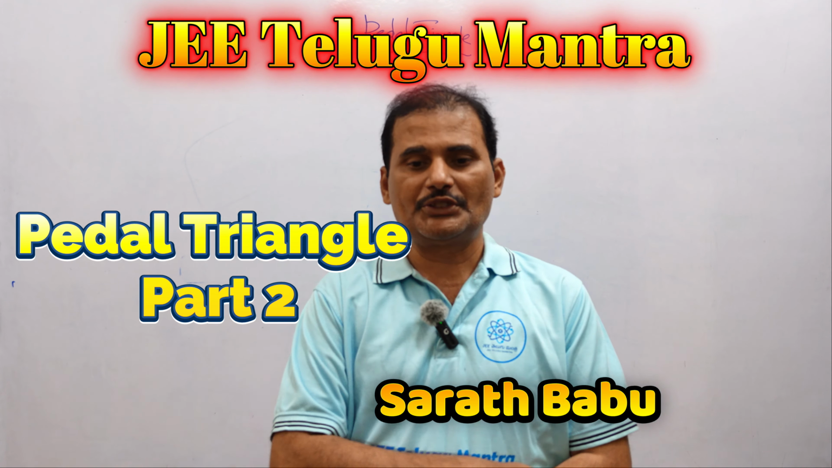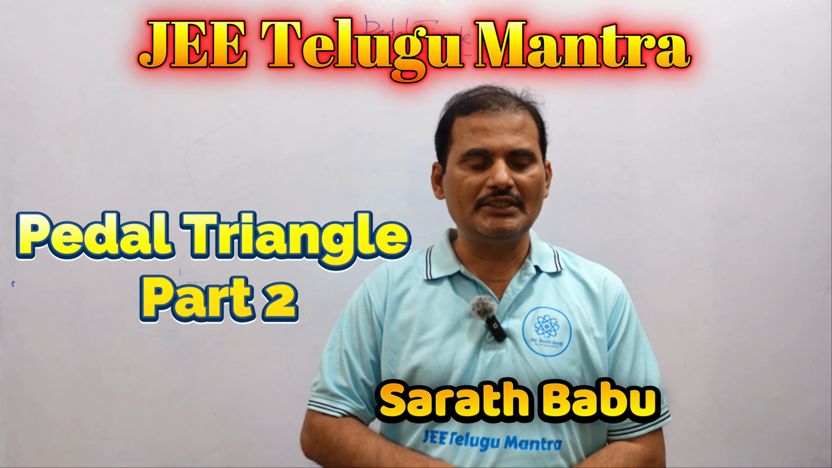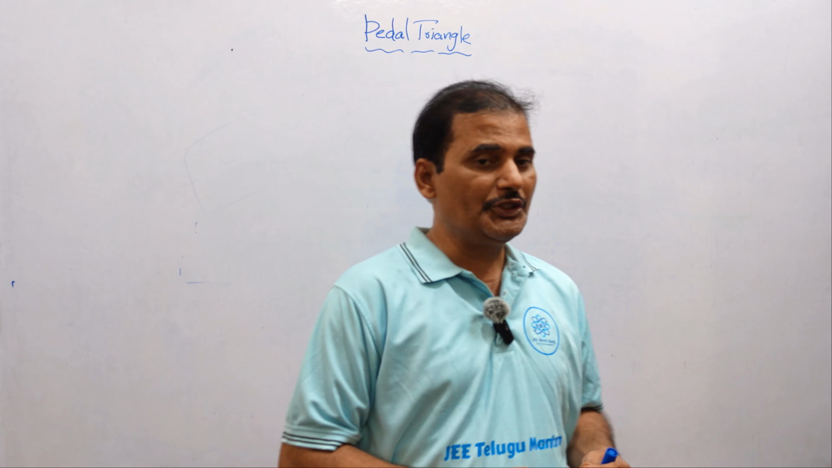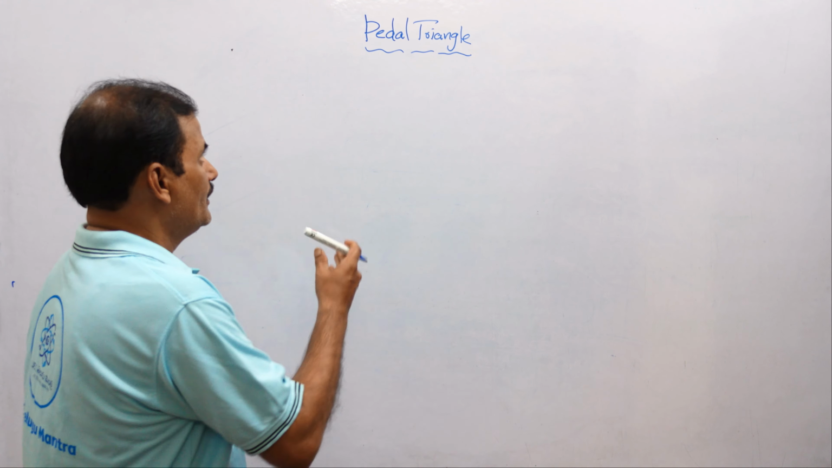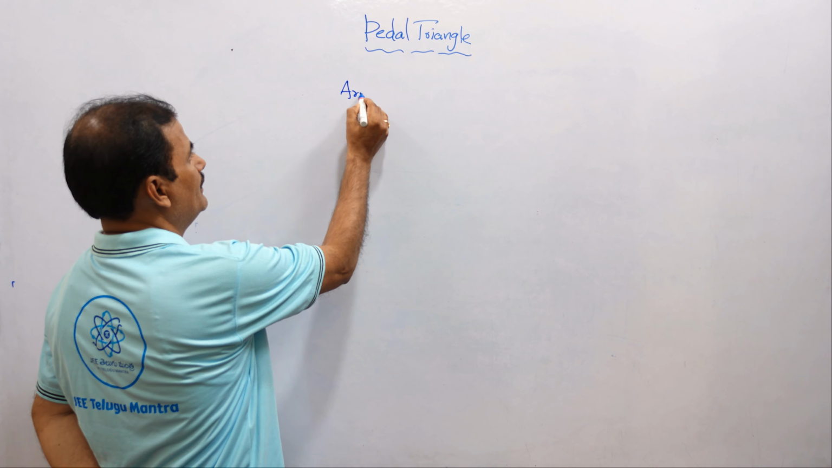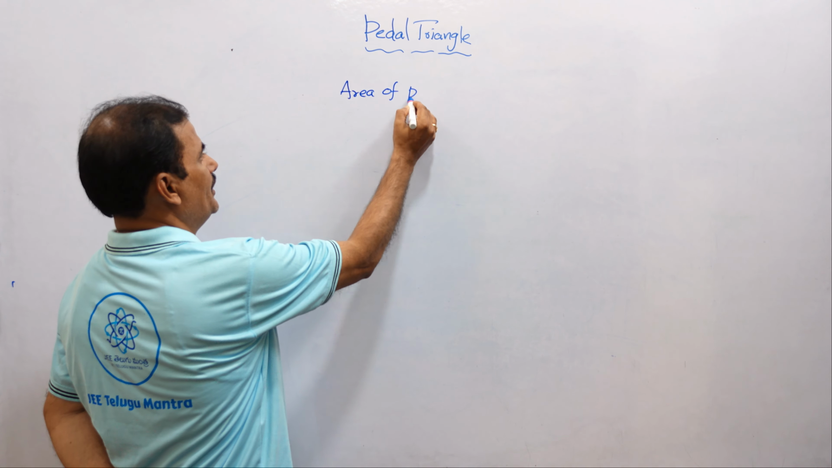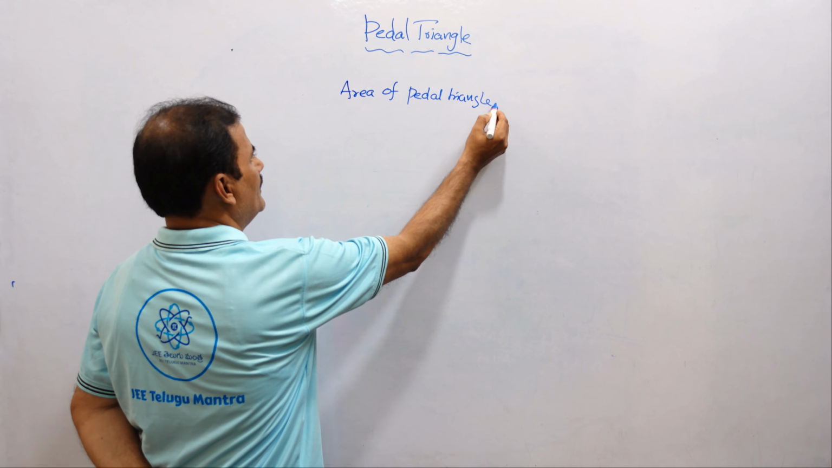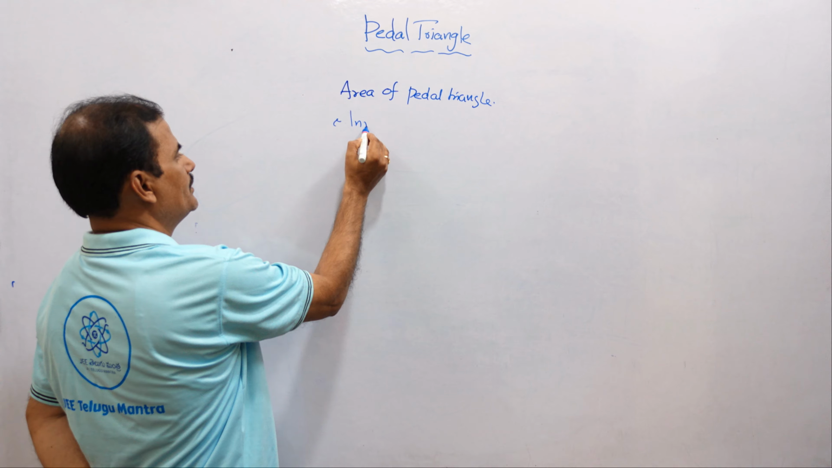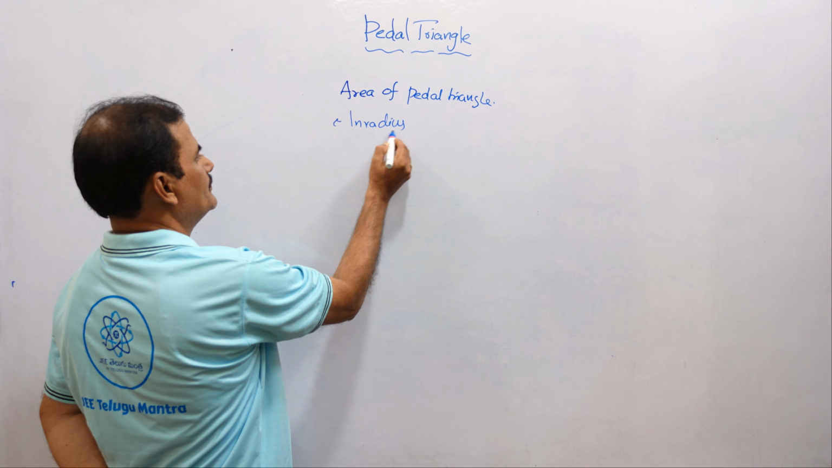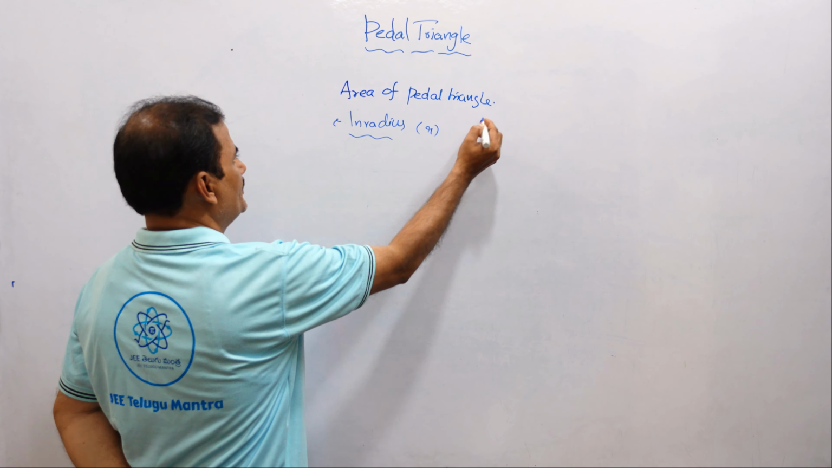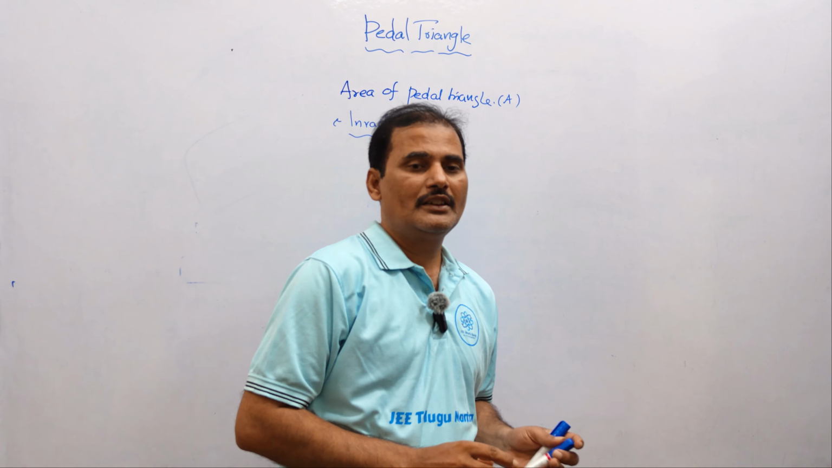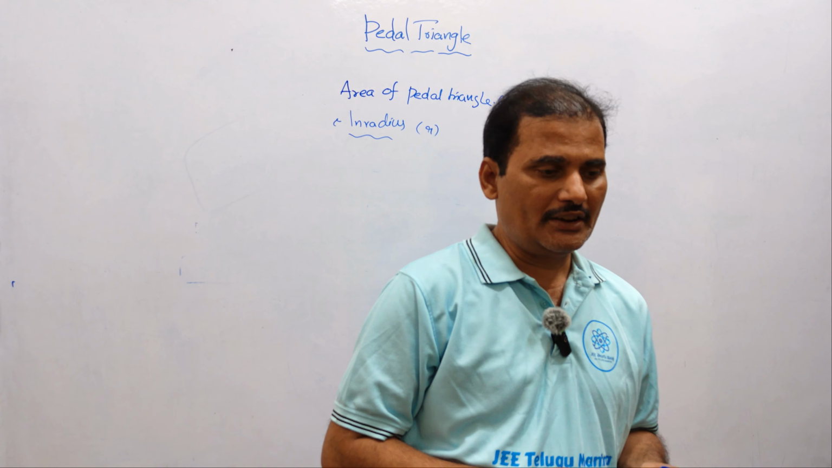In the first video, we discussed the sides, angles and circumradius of the pedal triangle. Now in this video, we discuss the area of the pedal triangle and the inradius of the pedal triangle. This is small a and this is capital A.